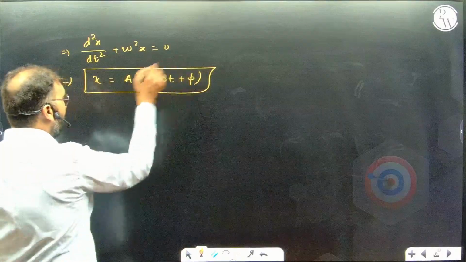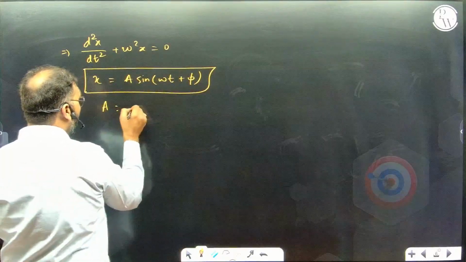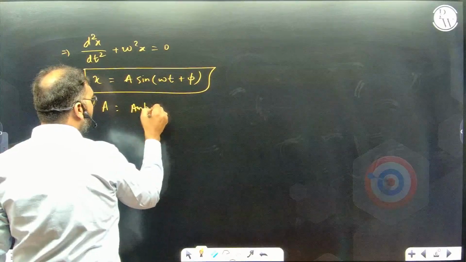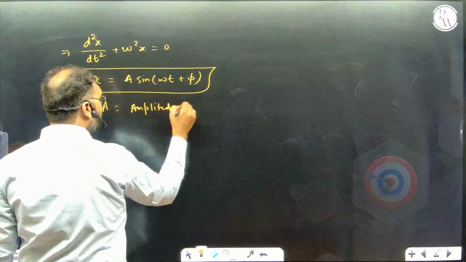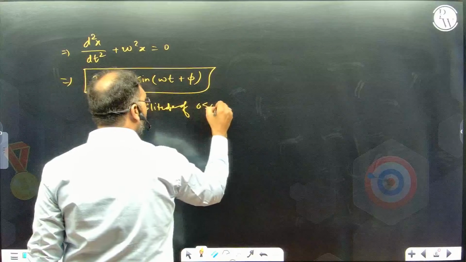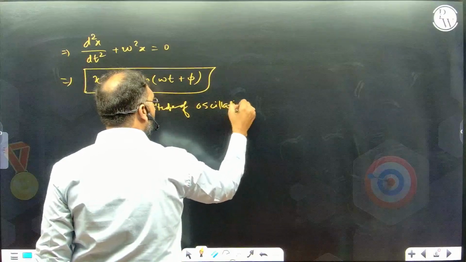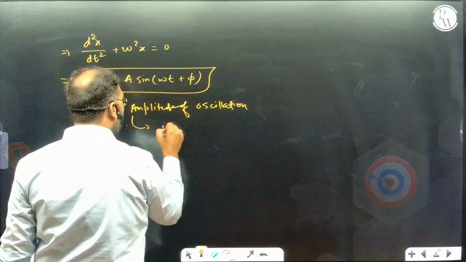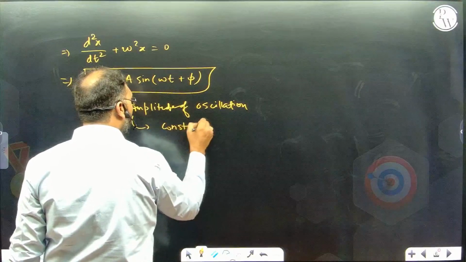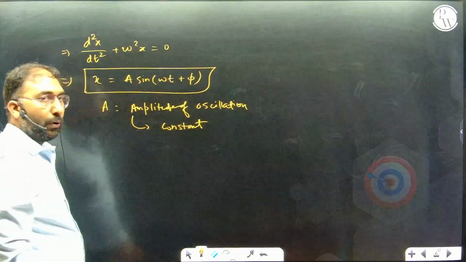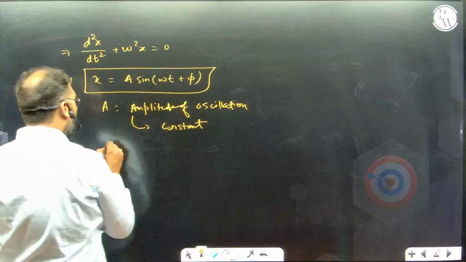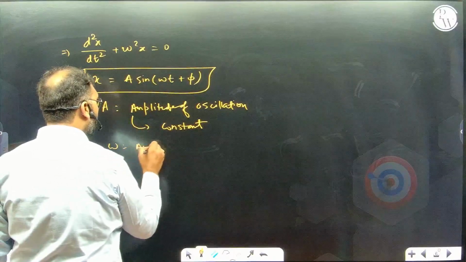X equals a sine omega t plus phi. You already know that a is the amplitude of the oscillation. Since we are talking about undamped oscillation, this amplitude has to be constant. It will remain constant throughout the oscillation of the particle. It will not change. Omega is the angular frequency.